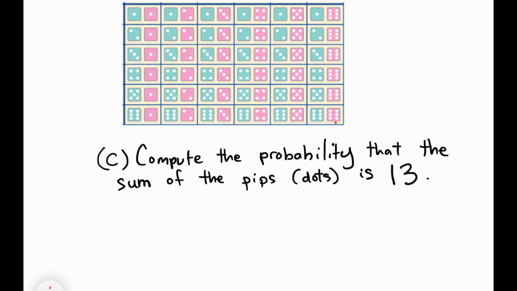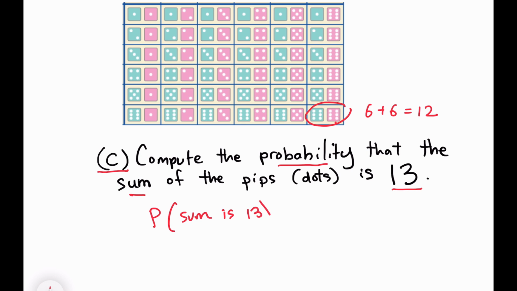So let's do another quick variation of this question. What is the probability for part C? Compute the probability that the sum of the dots is 13. If you think about that for a minute, the largest number we can get as a sum is 12. So the probability of getting a sum of 13 is 0.